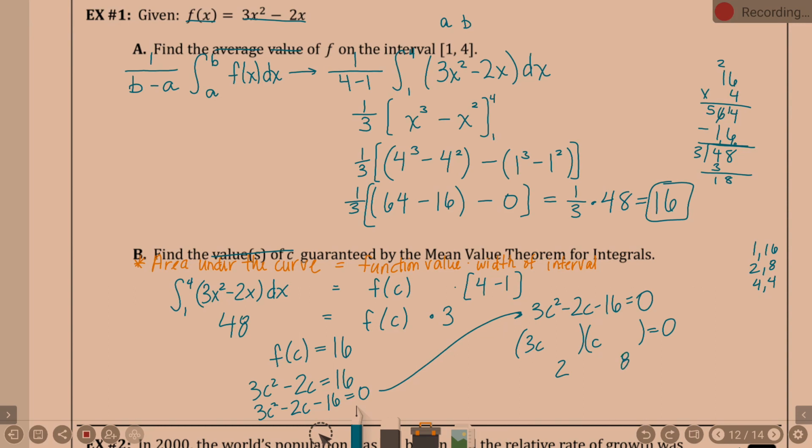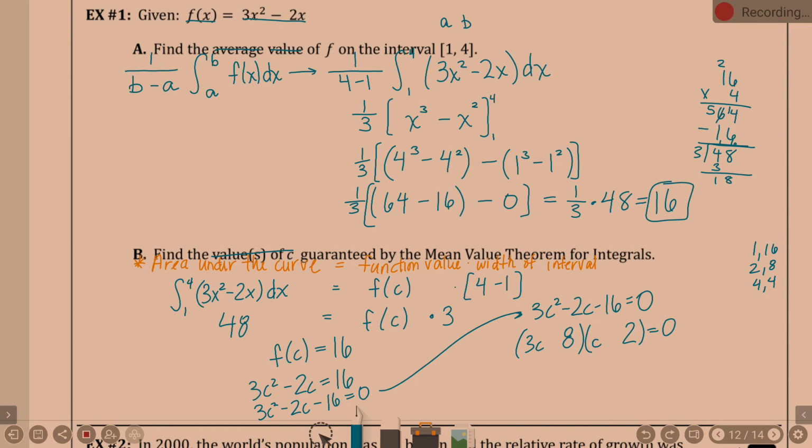3 times 8, your outsides are 24c. Are you following me here? Your insides, 2 times c is 2c. Is that going to give me a difference of 2c? No. Okay, so we could try 4 and 4. Now I'm at 12c and 4c. 12c and 4c does not subtract to give me 2c. 2 and 8 can also be flip-flopped to be 8 and 2. Yes.